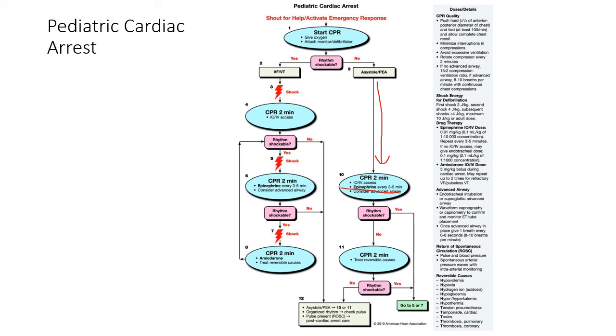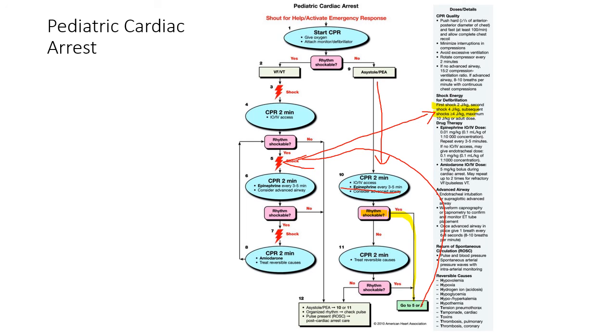Whenever the rhythm came to shockable, yes, we go to step 5 or 7. So basically, from here we went to step 5. If rhythm is shockable, yes, you give shock. How much dose to be given is given here: 2 joule per kg, second dose 4 joule per kg.